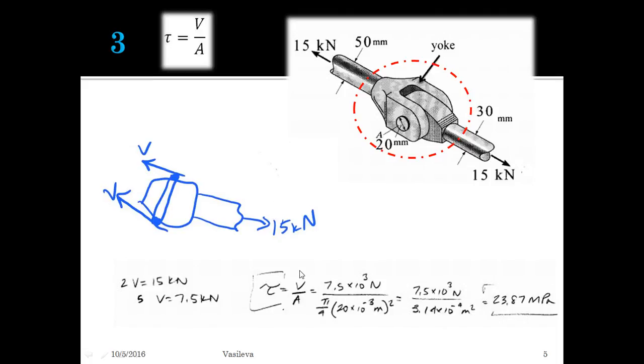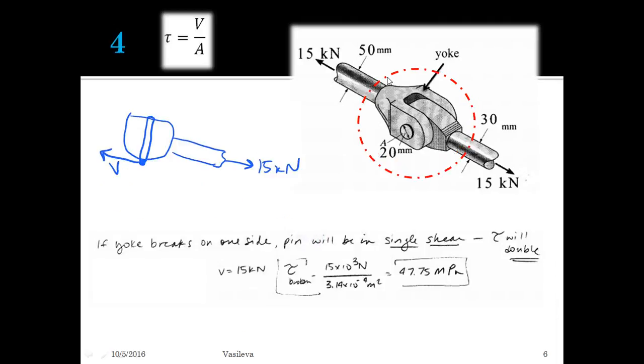So the overall shear stress is the shear force divided by the area. So 7.5 kilonewtons divided by pi r squared, and it's the area of the pin, so we use the 20 millimeters, and we end up with 23.87 megapascals, and that is our shear stress.